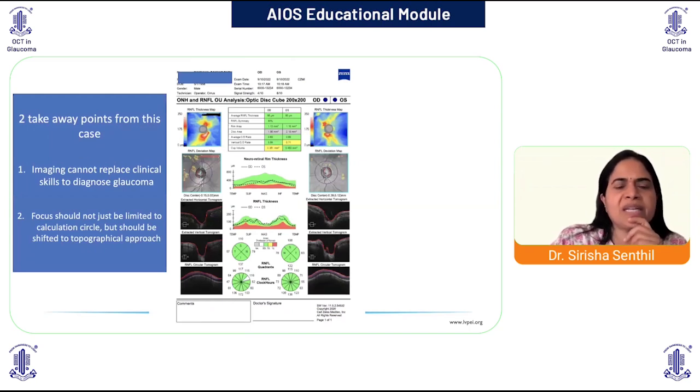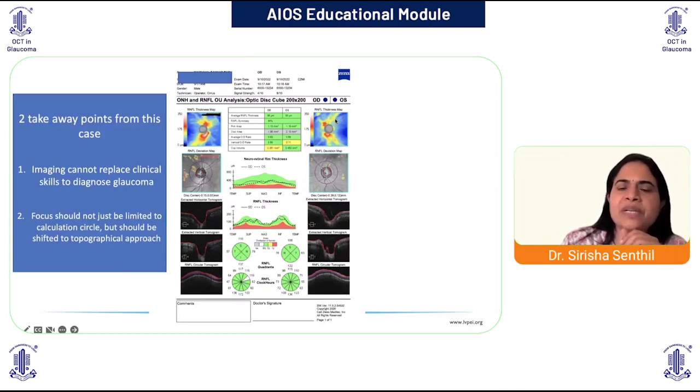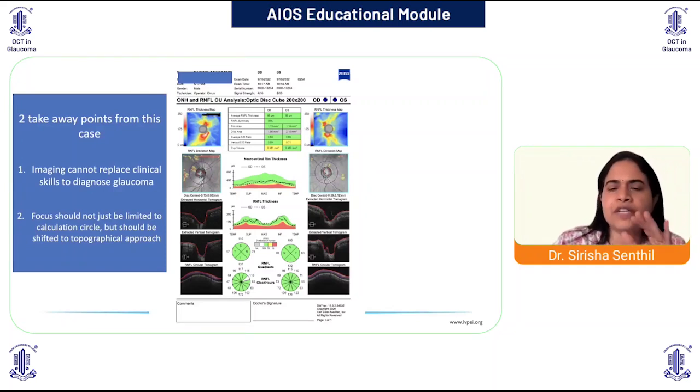So we need to understand that imaging definitely cannot replace the clinical skills, but you also need to remember, when you're using imaging, how it is actually showing a change. If you see here, superotemporally, it is showing a change, but you should know how to interpret each and every part of that. And if it is clinically correlating, we know.